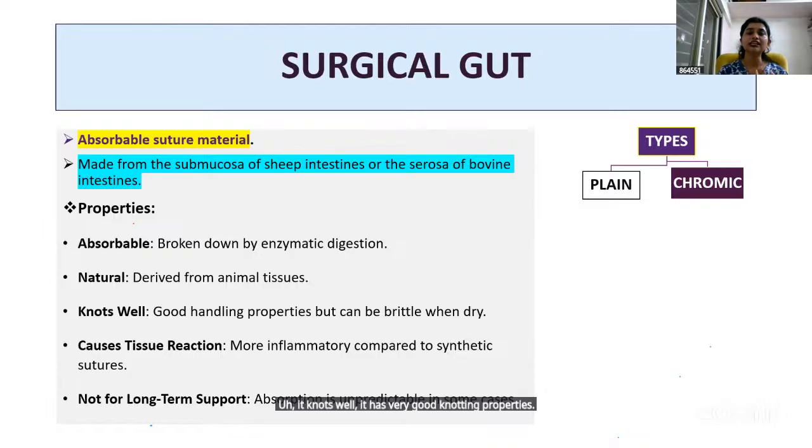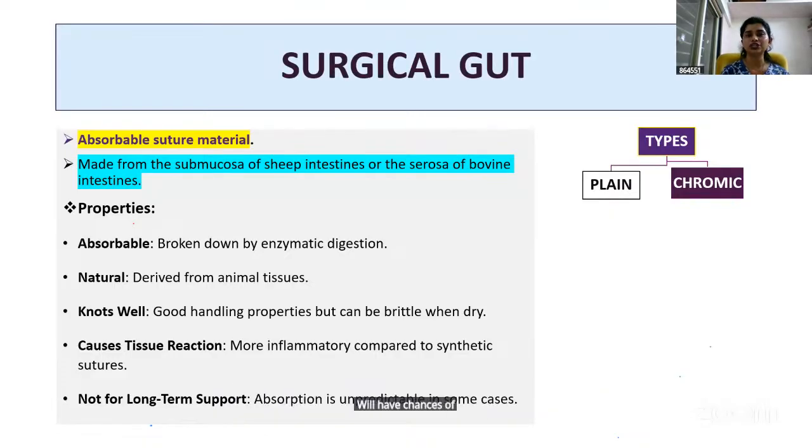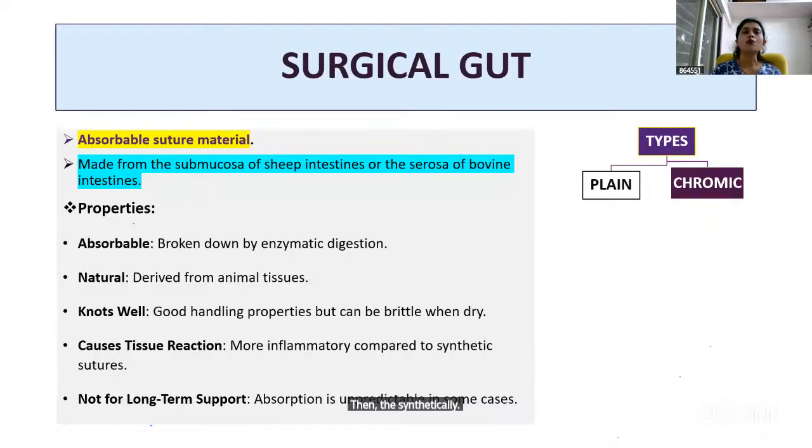Another very important thing is, since it is naturally derived, the chances of tissue reaction are more. Any suture which is naturally derived will have chances of foreign body reaction. The chances of foreign body reaction and inflammatory reaction would be more than with the synthetically obtained sutures.